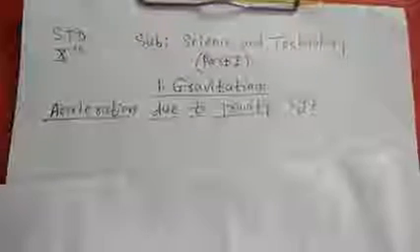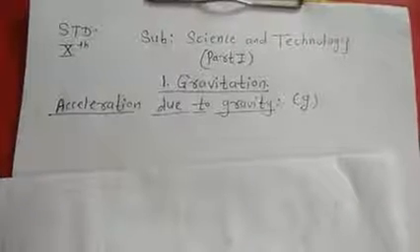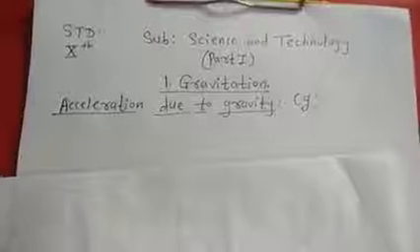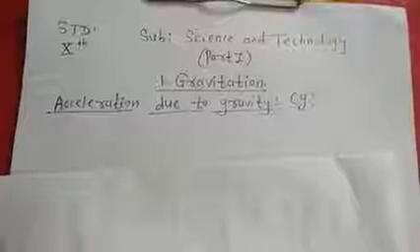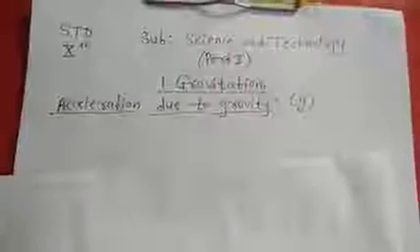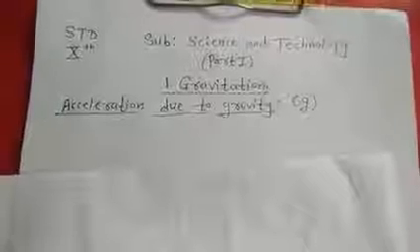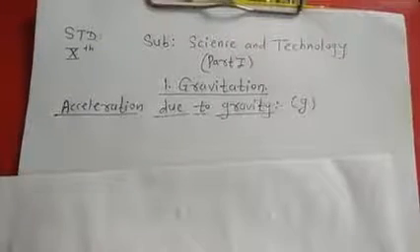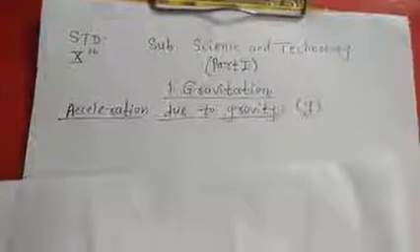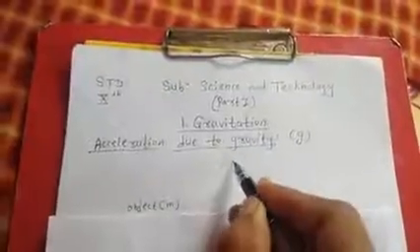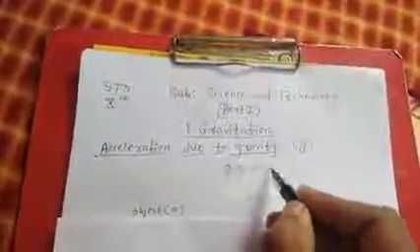So we can define acceleration due to gravity as the acceleration produced in a body due to the gravitational force of the earth. In other words, the acceleration produced in a body due to the gravitational force of the earth is called acceleration due to gravity. This acceleration due to gravity is denoted by g. Its SI unit is meter per second square.